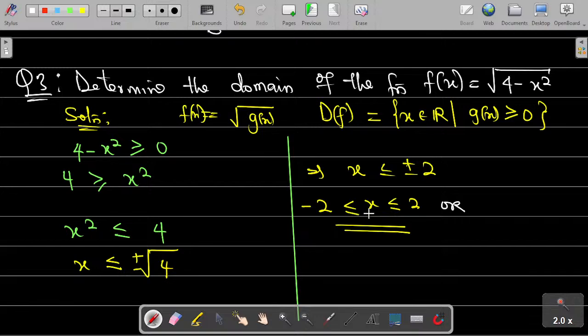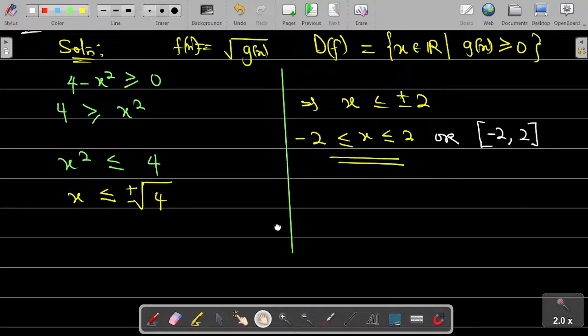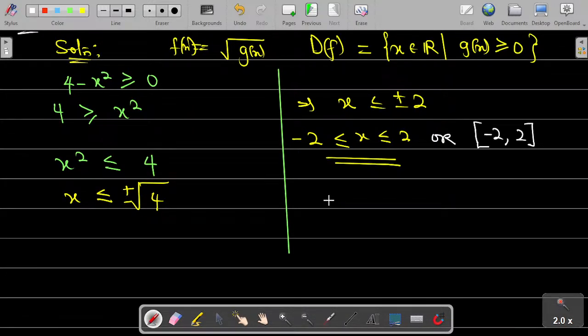When you have less than or equal to, you use a close bracket. So what I'm going to have is close bracket minus 2 comma 2 and then another close bracket, because both sides have less than or equal to. Assuming that you have something like this, let's take it that you have minus 2 less than x less than 2. Both of them are strictly less, so you use open bracket minus 2 comma 2.